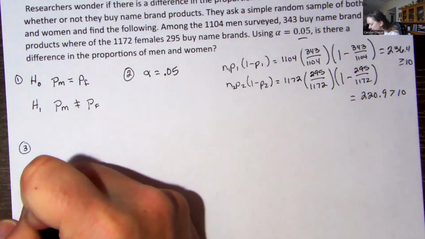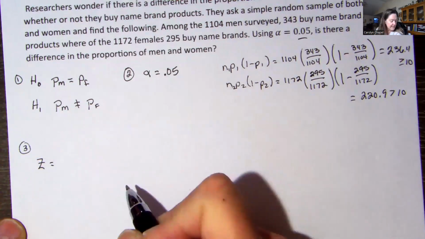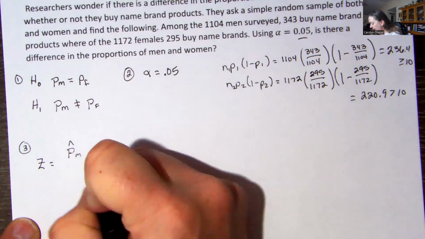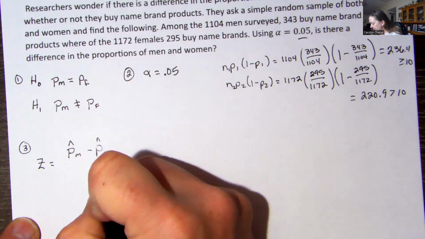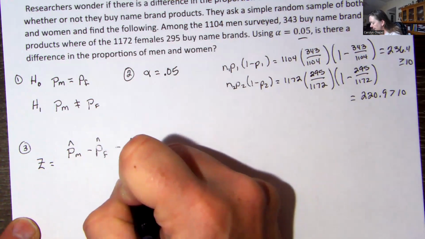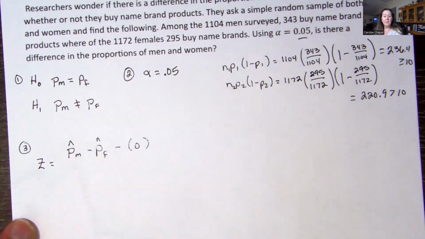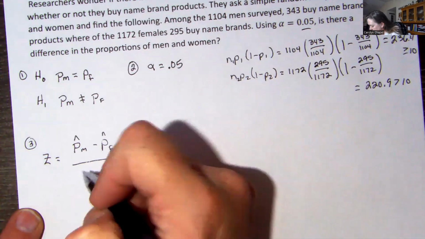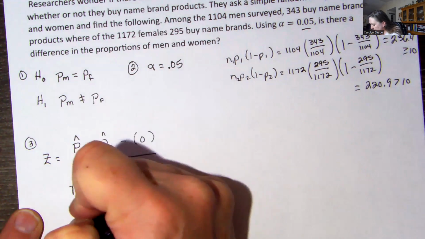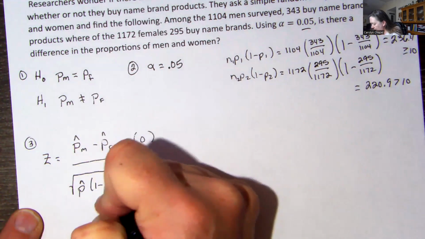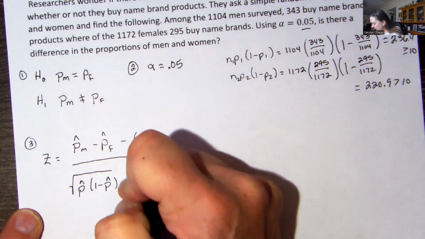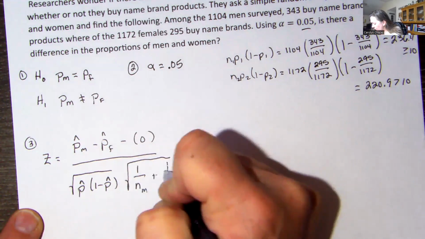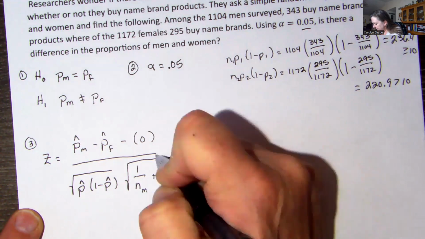So step 3 is to find that test statistic. Our Z is going to be, I'm writing the formulas here, p hat M minus the p hat females, minus the difference that I'm assuming, which is 0, all over the square root of p hat times 1 minus p hat, which I have to figure out, times 1 over n for my males plus 1 over n for my females.